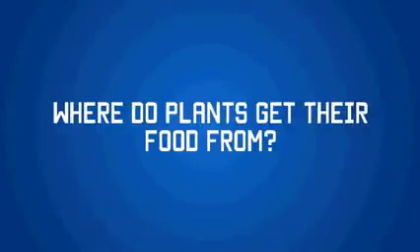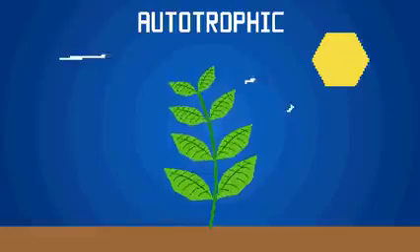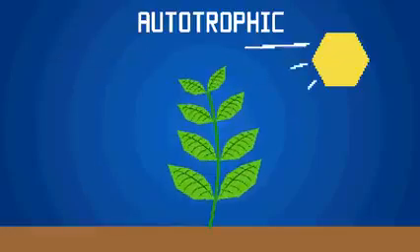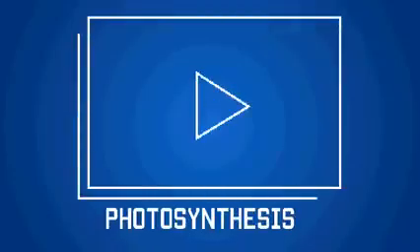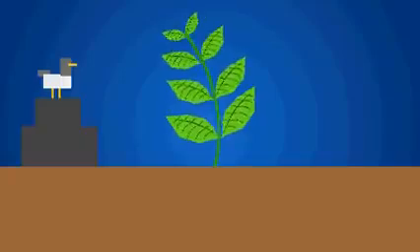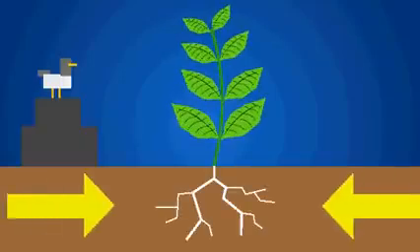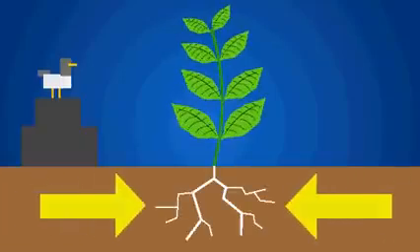Where do plants get their food from? Remember, they are autotrophic, which means plants make their own food through the process of photosynthesis. You can learn more about photosynthesis in this video. In order to make all of the macromolecules, the plant needs to obtain some other elements from the soil.